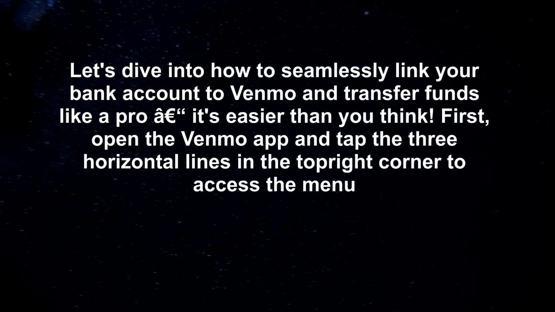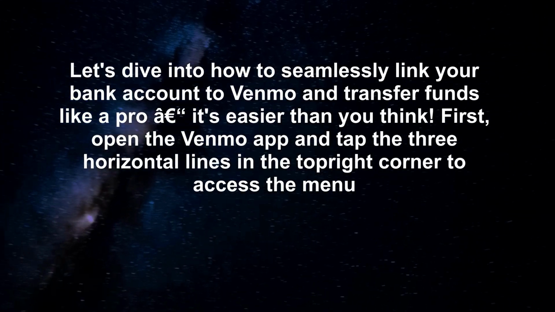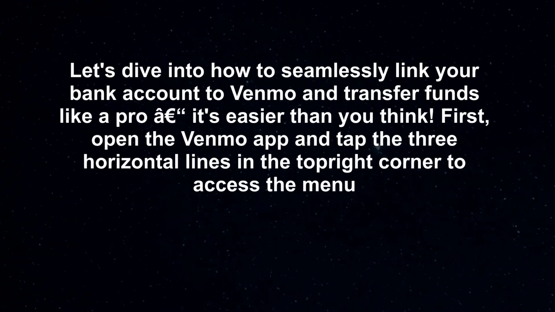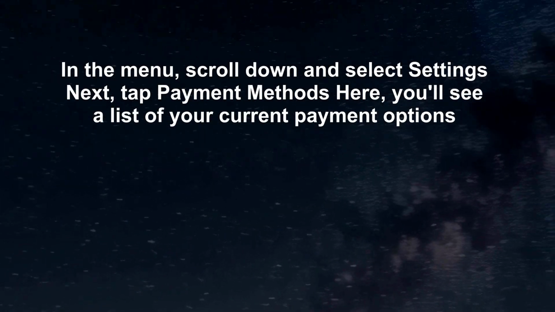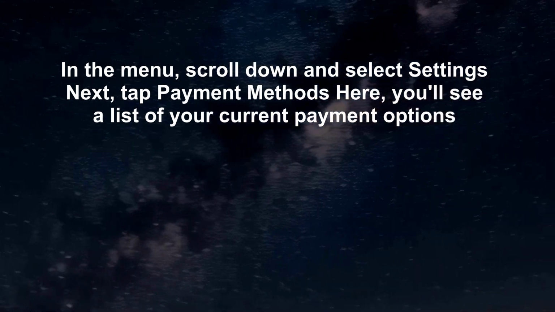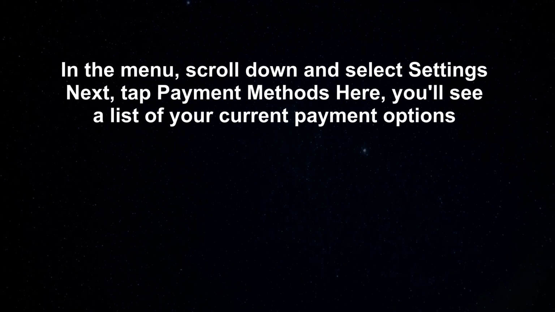First, open the Venmo app and tap the three horizontal lines in the top right corner to access the menu. In the menu, scroll down and select Settings. Next, tap Payment Methods. Here, you'll see a list of your current payment options.